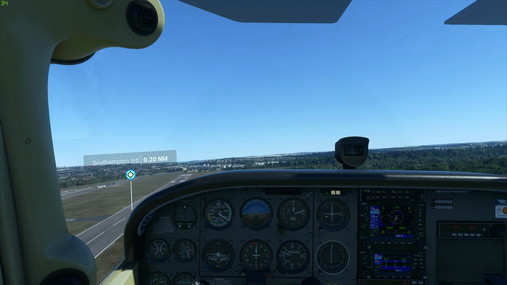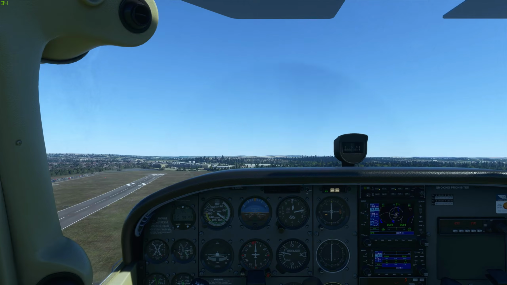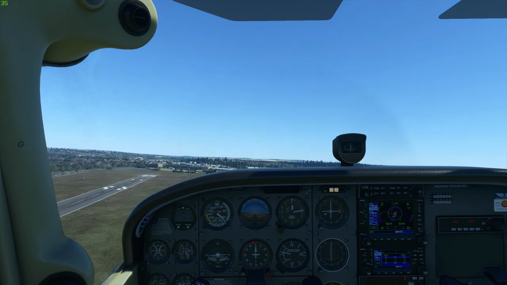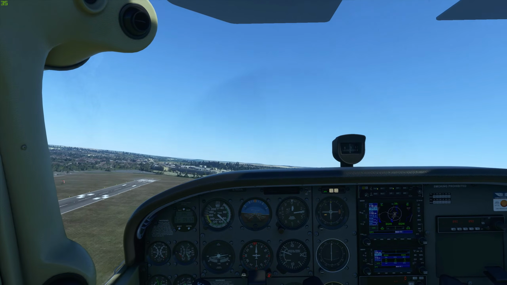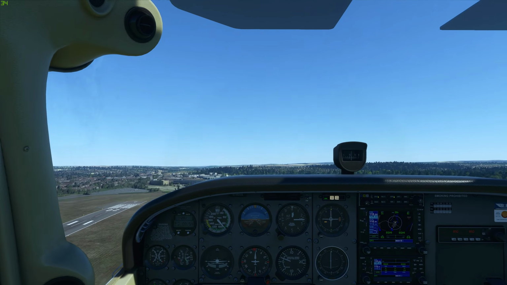The upwind leg is flown at controlled airports and after go-arounds. A 90-degree turn is made to enter the crosswind leg. The crosswind leg is flown perpendicular to the runway, and the pilot continues on the crosswind leg to the downwind leg.